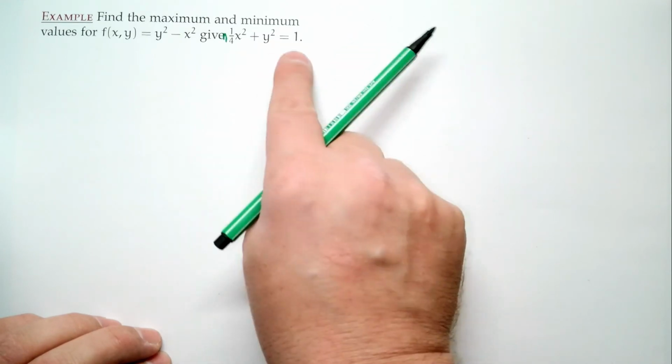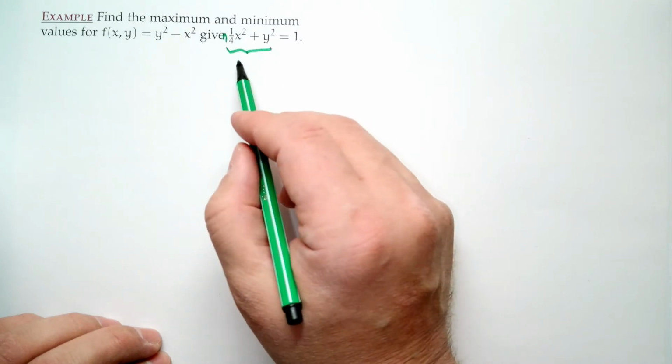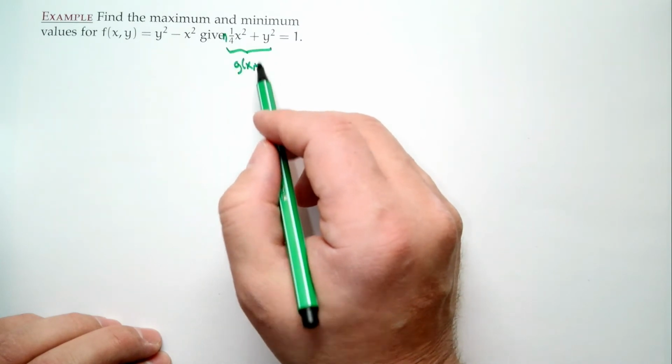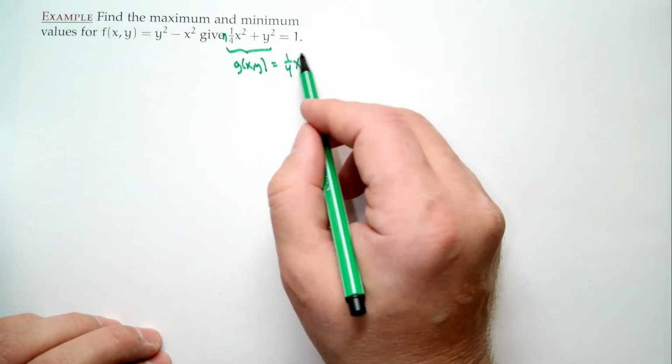So we can write this as a value. We're going to think of this part right here as our g of x, y. So g of x, y equals some number. So 1/4 x squared plus y squared.